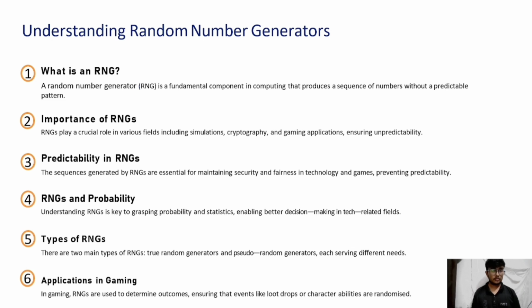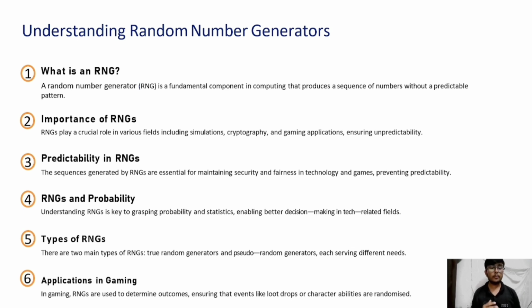So here is some understanding. First is what is an RNG? A random number generator is a fundamental component in computing that produces a sequence of numbers without predictable pattern. Second is importance of RNGs. Third is predictability in RNGs. Fourth is RNGs and probability. Understanding RNGs is key to grasping probability and statistics, enabling better decision making in tech related fields.